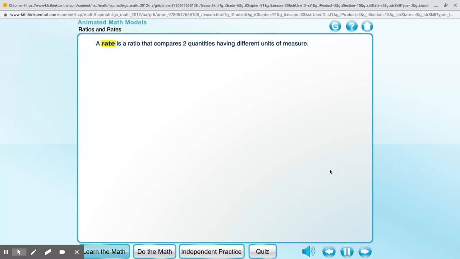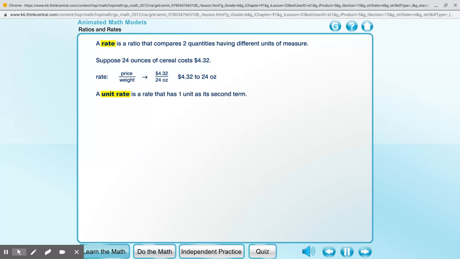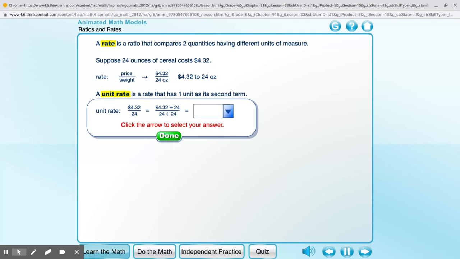A rate is a ratio that compares 2 quantities having different units of measure. Suppose 24 ounces of cereal costs $4.32. The rate is the ratio of price to weight, which is $4.32 to 24 ounces. A unit rate is a rate that has 1 unit as its second term. To find the unit rate for this ratio, divide both terms by 24. What is the unit rate? Click the arrow to select your answer. All right, it is per 1, okay?